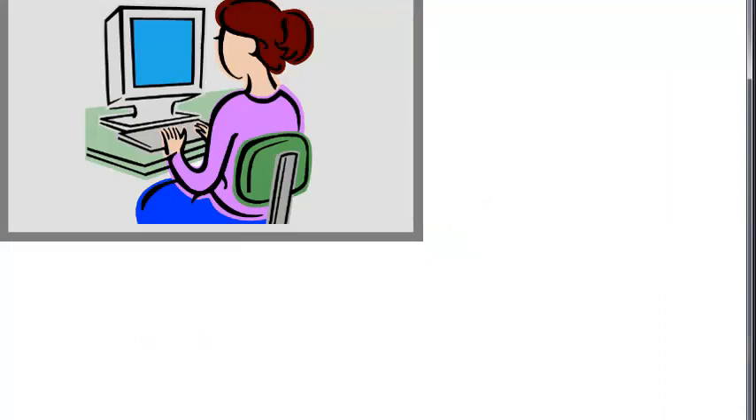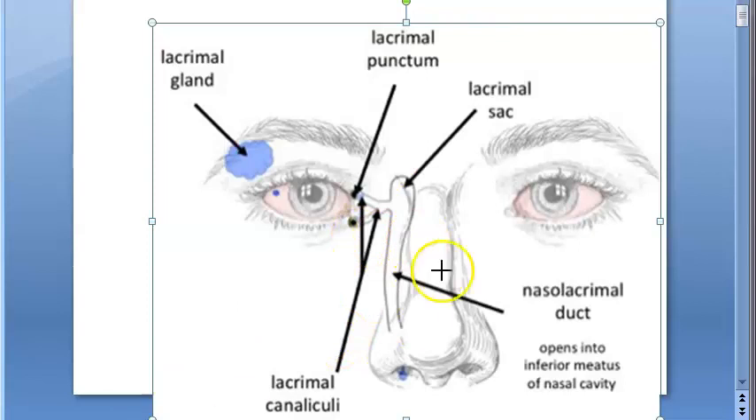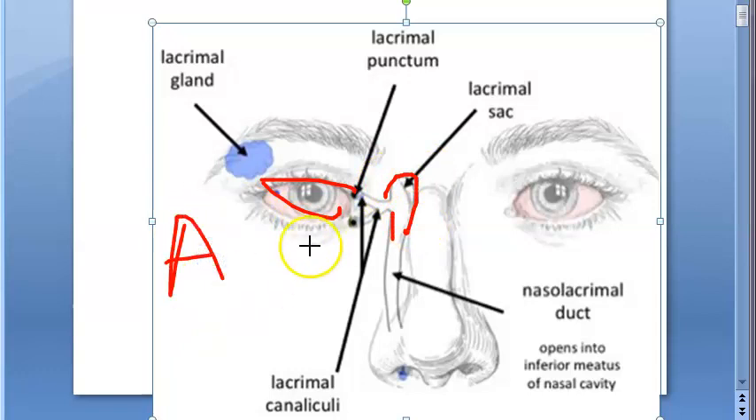So what do you think will be the complication, guys? Think. There is inflammation of the lacrimal sac, right? So what do you think will result? Because of this chronic inflammation, there will be chronic conjunctivitis, chronic intractable conjunctivitis. Then, because of this chronic dacryocystitis, there can be acute exacerbation, that is, acute on chronic dacryocystitis.